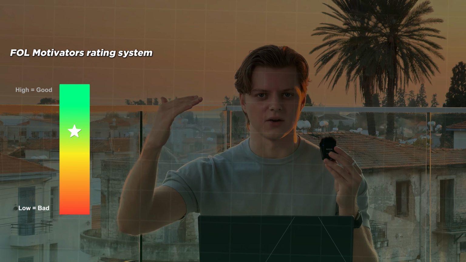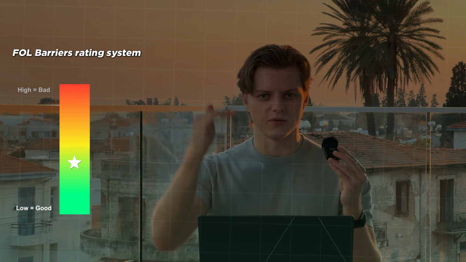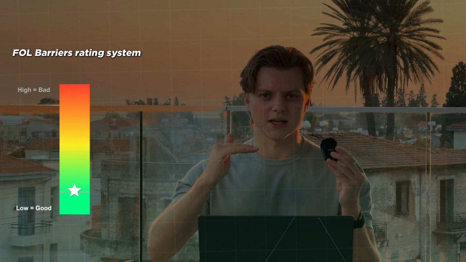Now for the fear of loss barrier, which is the fear of losing money. How low can you get this? So it's the opposite for the barrier. In the motivators, it's good to have a high fear of losing out on the benefits and on the offer. But for the barrier, which they already have when they come in your store, you want that reduced. You want to remove it as much as possible. So low is a good score.